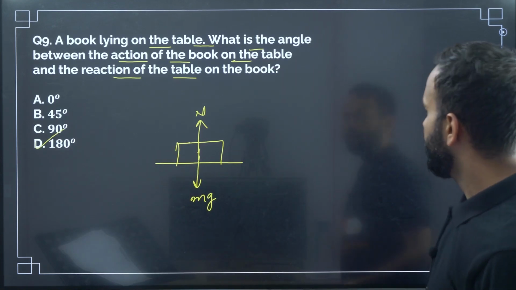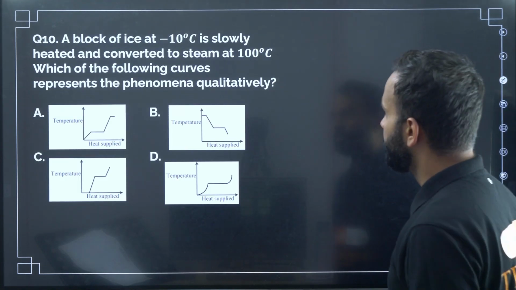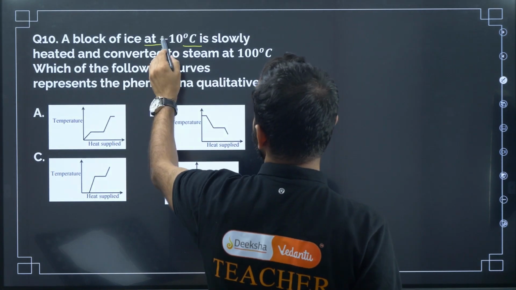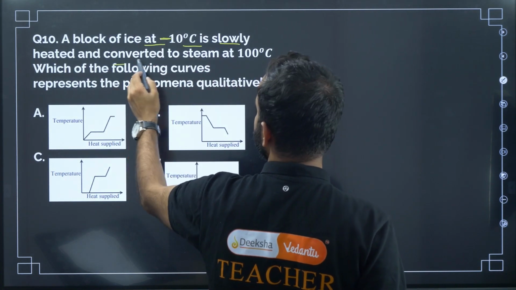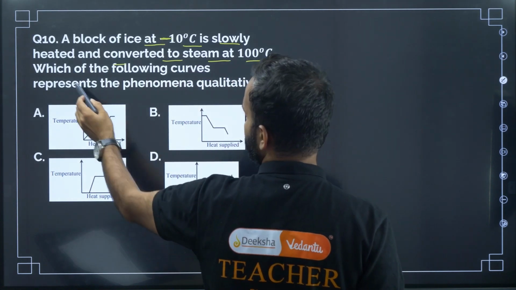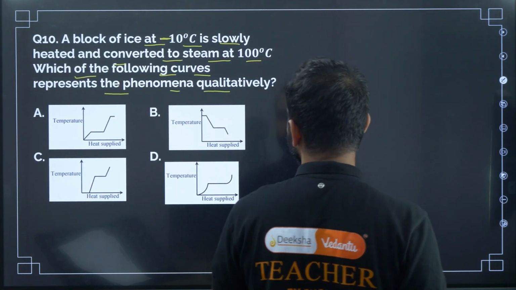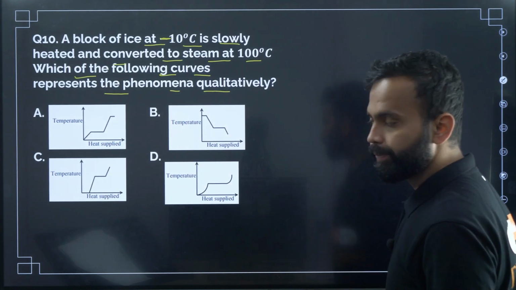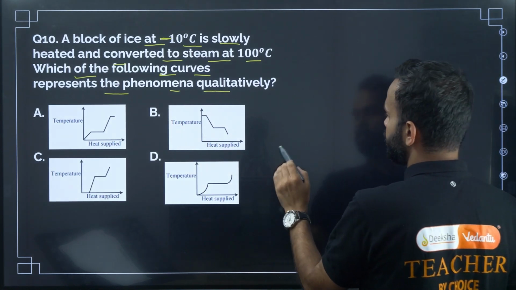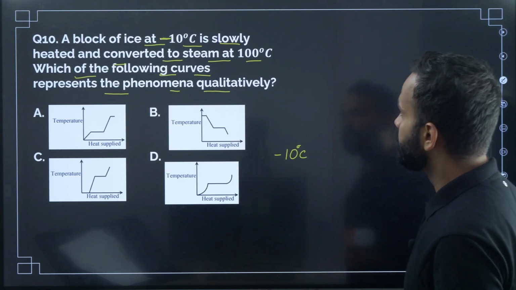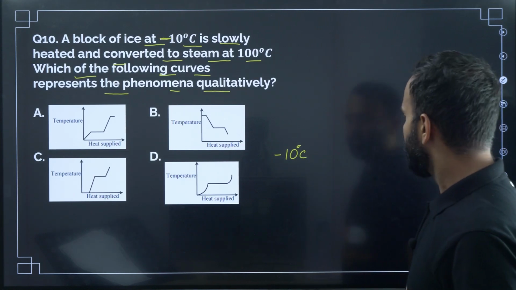Next question, question number 10. A block of ice at minus 10 degrees Celsius is slowly heated and converted into steam at 100 degrees Celsius. Which of the following curves represents the phenomenon qualitatively? So you start to give heat to a block of ice at minus 10 degrees Celsius.